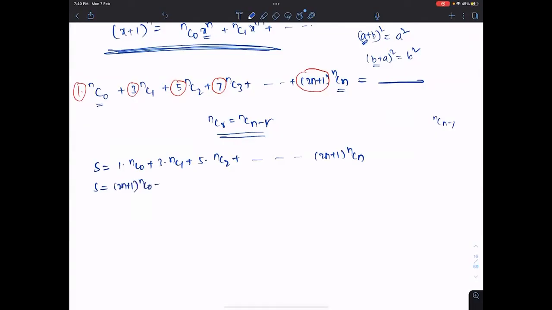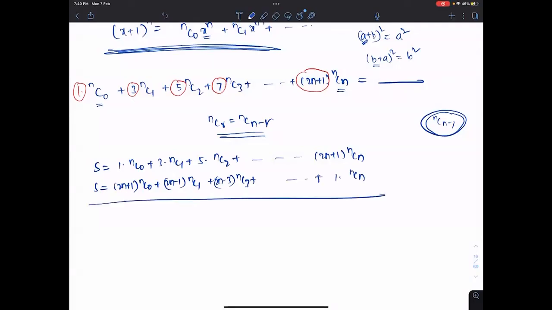You can write it as NC0. Before the 2n plus 1, 2n minus 1 would have been there, and NC(n minus 1) would have been there. That is NC1 only. So next, before that, 2n minus 3 into NC3. And at last, the first term will become the last one: NC0, you will write it as NCn.